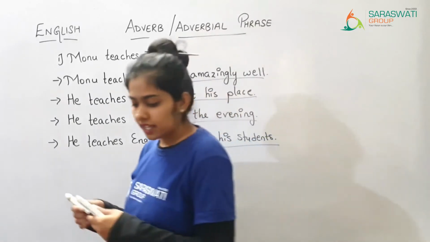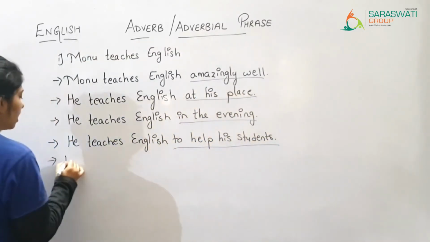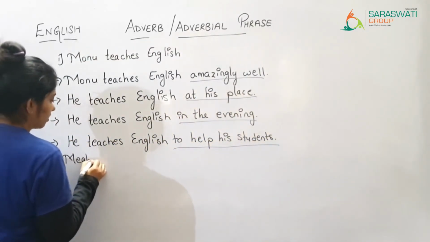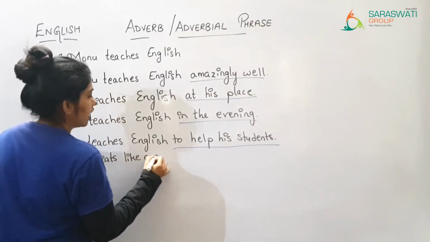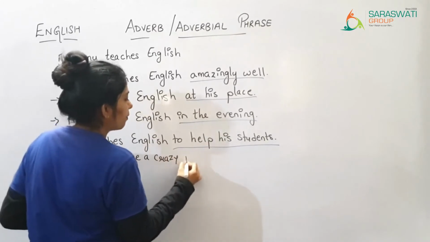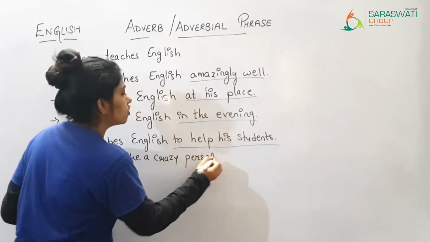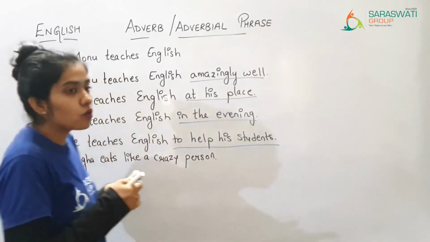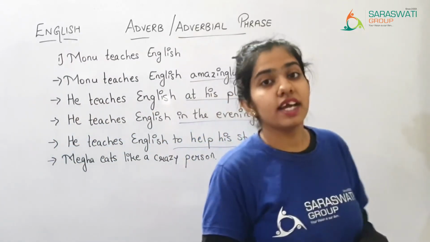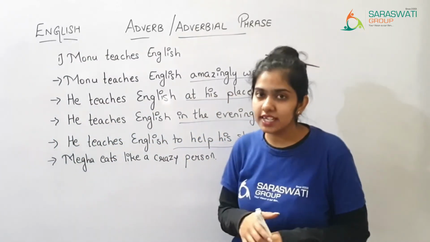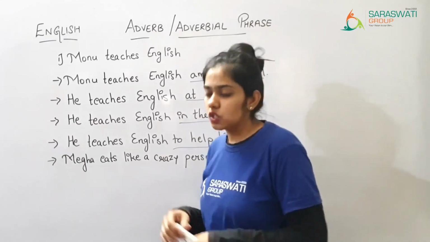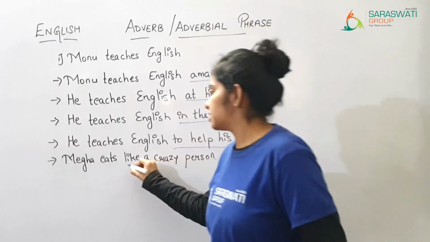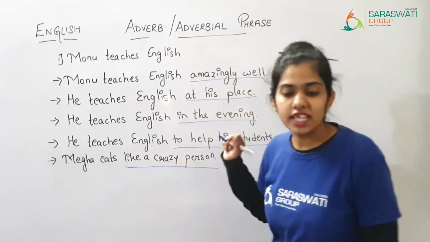Megha eats like a crazy person. So if we ask the question, how the Megha is, કે Megha કેવી રીતે ખાય છે? So what we get as an answer? Like a crazy person. So like a crazy person is our adverbial phrase.